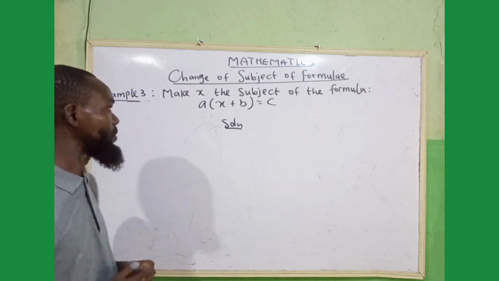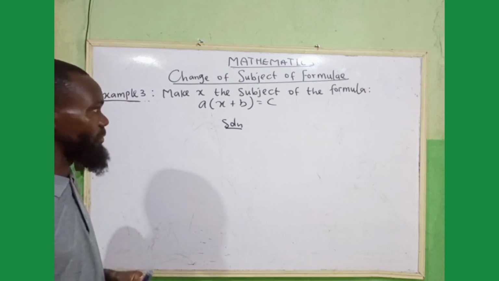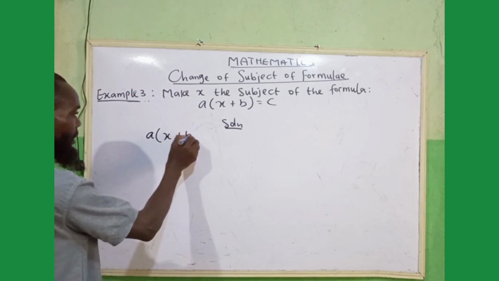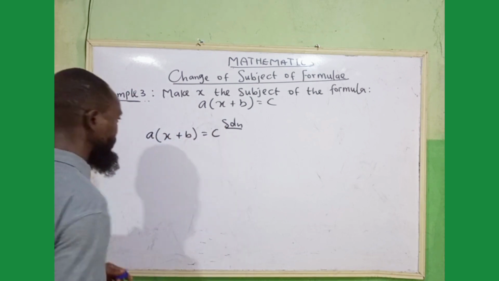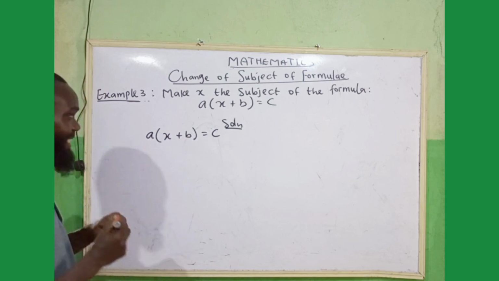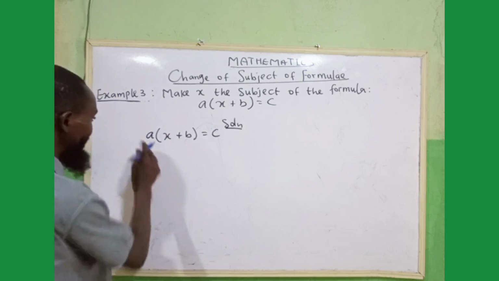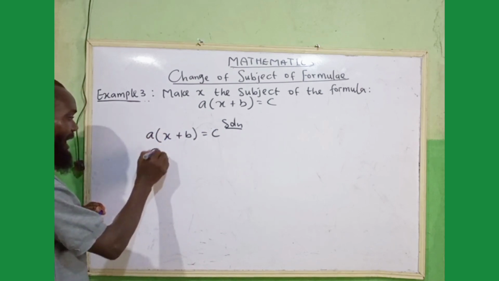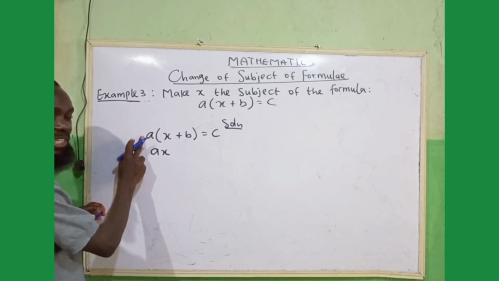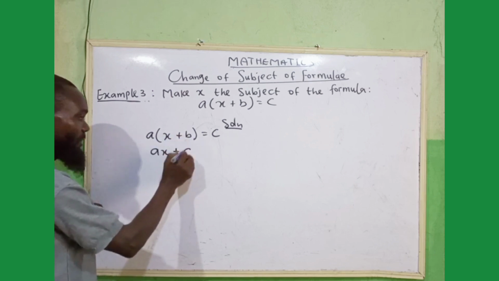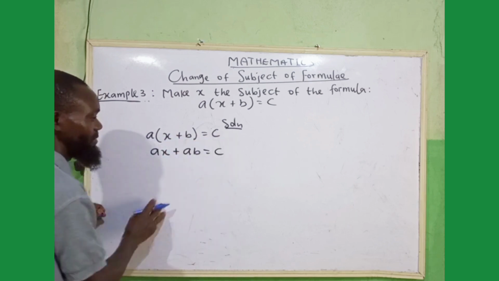Example 3. Make x the subject of the formula a open bracket x plus b close bracket is equal to c. Now, since this x is in the bondage of this bracket, you have to open this bracket first. A times x, we have ax. There's a positive sign here. Plus times plus, we have plus. A times b, we have ab is equal to c.